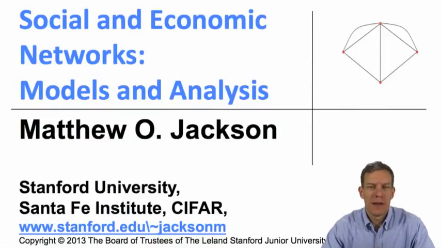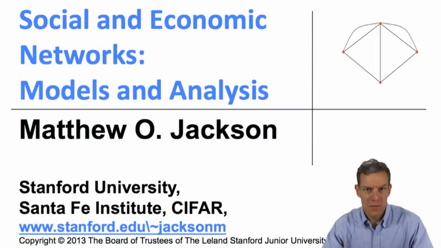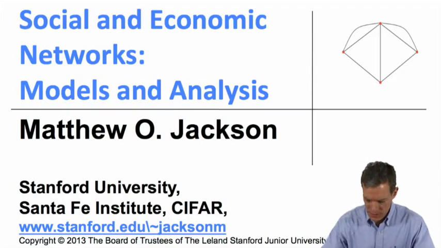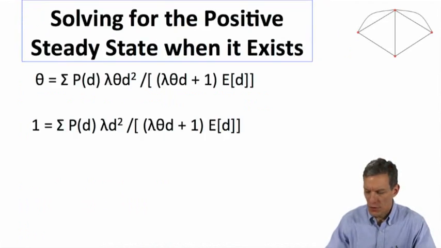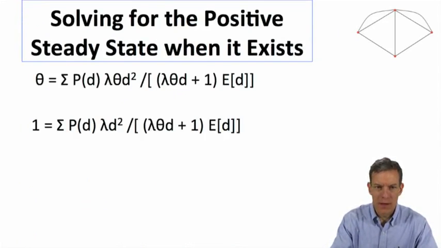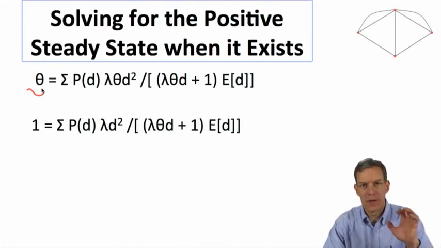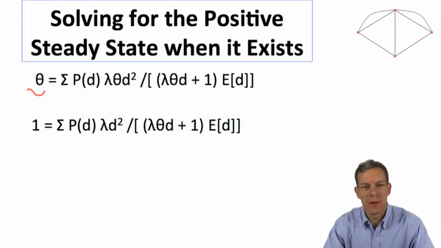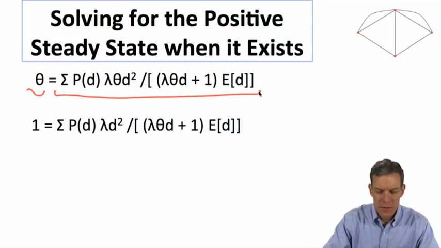Hi folks, so we're back again and let's talk a little bit more about solving this SIS model and getting explicit expressions for the infection rates when there exists a positive steady state infection rate. If you recall, when we were looking at solutions, we could find the steady state in terms of theta, which is the fraction of people that you would meet randomly who are infected. Then it was given by this expression.